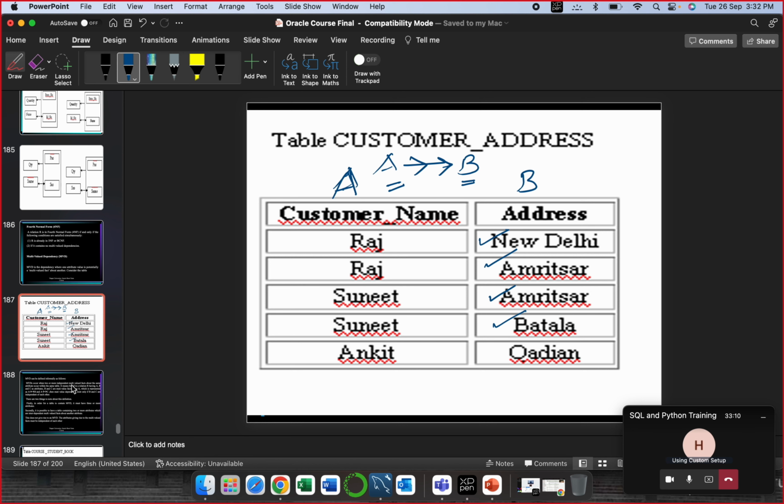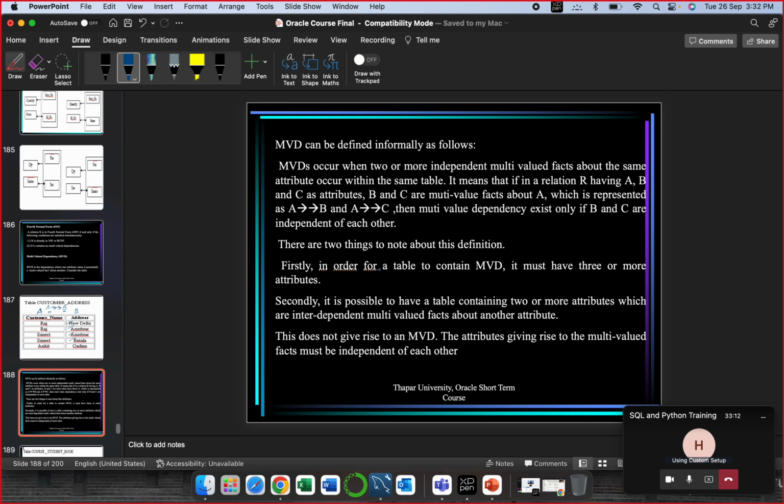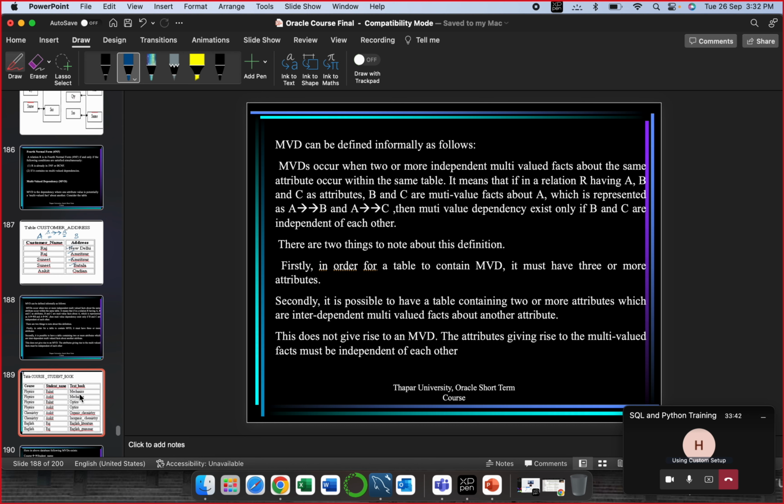That shows multi-value dependency. First, in order for a table to contain multi-value dependency, it must have three or more attributes. Secondly, it is possible to have a table containing two or more attributes which are interdependent multi-valued facts about another attribute. What does this mean? It means that a table can have two or more attributes, it can have two also, which are interdependent multi-valued facts about another attribute. We'll see it in an example over here.